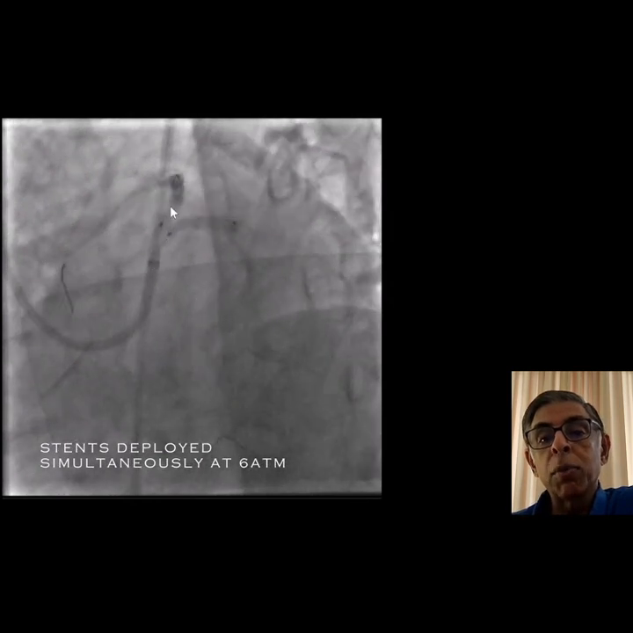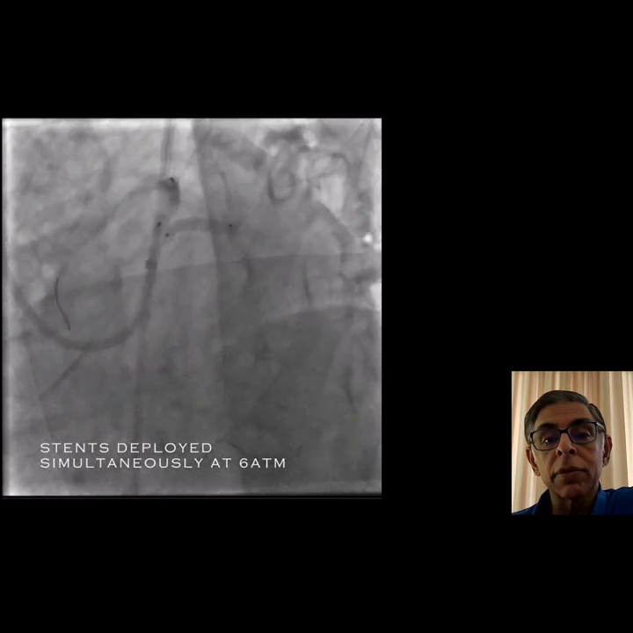And you can see that we deploy both stents simultaneously, but at low pressure. That is the key thing. You deploy at low pressure because you don't want a high pressure simultaneous deployment and end up dissecting, or even worse, rupturing the distal left main. So we deploy this at 6 atmospheres.